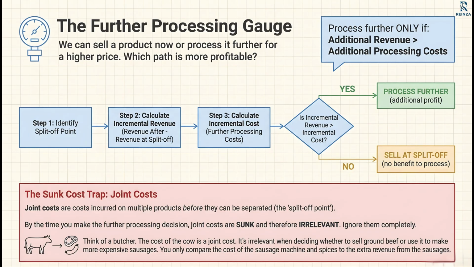Think of a butcher. The cost of the cow is a joint cost. It is irrelevant when deciding whether to sell ground beef or use it to make more expensive sausages. You only compare the cost of the sausage machine and spices to the extra revenue from the sausages. Exam tip: when you see joint costs mentioned in a further processing question, immediately write irrelevant, sunk next to them. This prevents you from accidentally including them in your analysis.